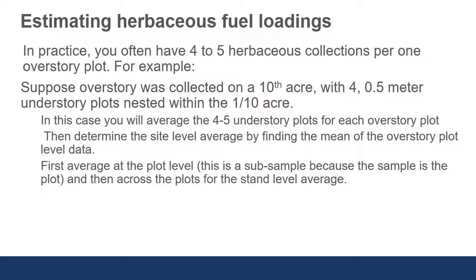For example, let's say we collect our canopy fuels data on 1/10 acre plot with 4 half-meter understory plots. If we collect 10 overstory plots, we will collect 4 understory plots per overstory plot for a total of 40 understory plots. You should not take an average of all 40 understory plots as a whole, but instead average each of the 4 understory plots for every overstory plot. Then take an average of all 10 overstory plots. Note our sample size is 10, not 40.